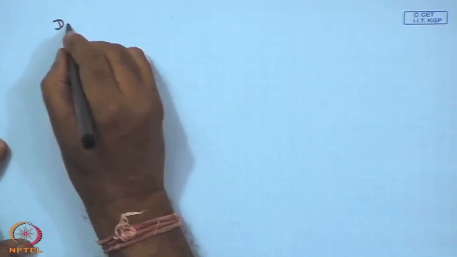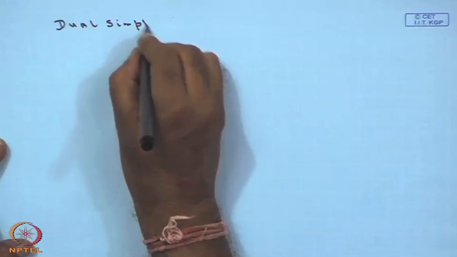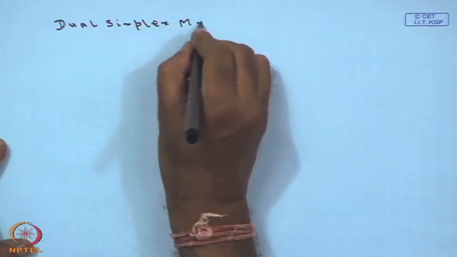In the last class, we saw that if you have a primal problem, how to write down the corresponding dual problem, and also how to find the solution by converting the dual problem into canonical form and solving it by the usual simplex method. Today, we are going to start the dual simplex method.